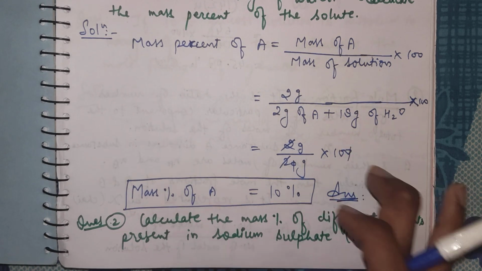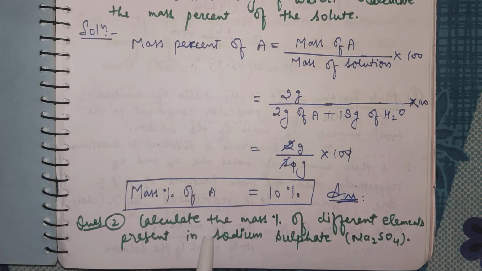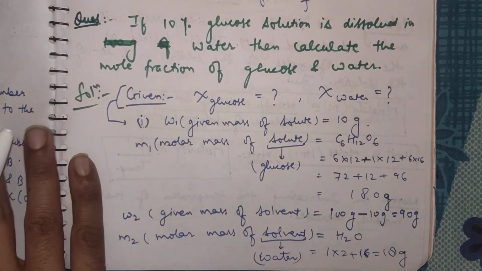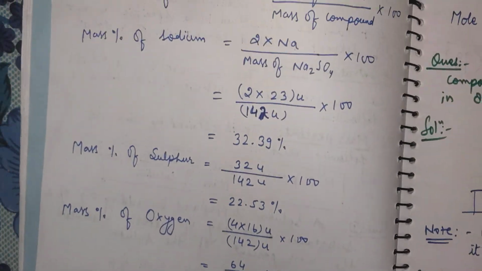Now come to the next question. The next question is on another mass percent formula: calculate the mass percent of different elements present in the sodium sulfate compound. How can we calculate the different elements? In sodium sulfate, we have to separately find the mass percent of sodium, sulfur and oxygen, the elements present in this compound. So let's break down this question in this way.